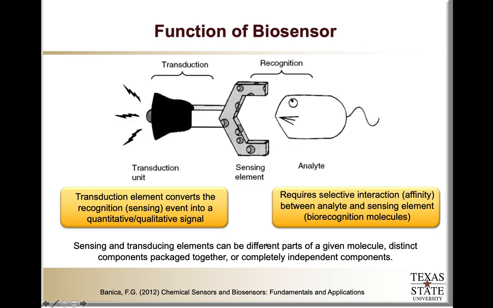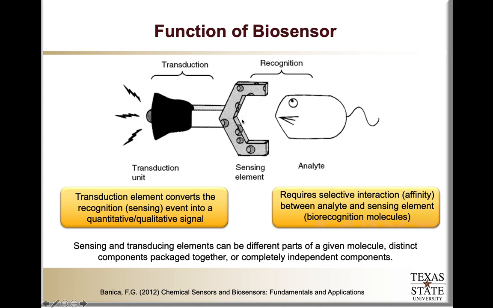Now, how does a biosensor actually function? A biosensor is always going to have a recognition element, which we also call a sensing element, and that's the molecule that enables interaction with the analyte of interest. That recognition or sensing element requires selective interaction or affinity toward that analyte. Otherwise, you would interact with any molecule and provide false positives for your sensor. Again, these are typically known as sensing elements or biorecognition elements or molecules. We're going to talk about what types of molecules those could be in just a little bit.